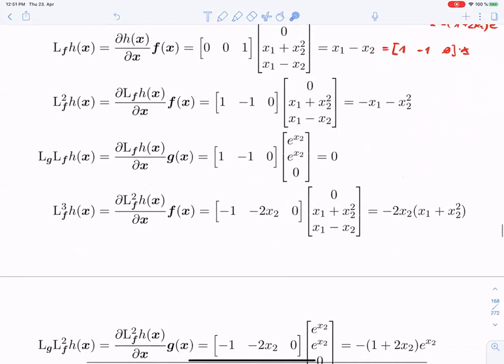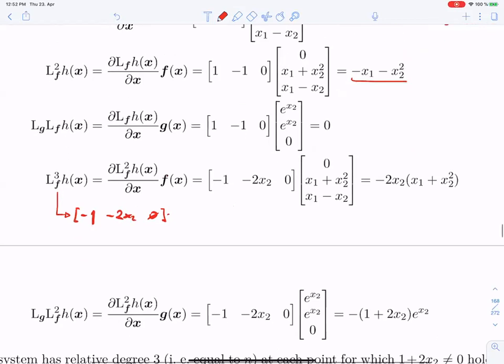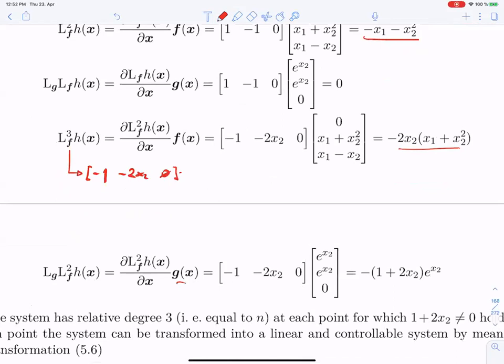And now it's the first time it becomes a little bit complicated here for this Lie derivative. We have to compute this gradient. So this gradient obviously will be minus 1. Then the derivative with respect to x2 is not constant anymore. So it's minus 2 times x2. The derivative with respect to x3 obviously is 0. And then we have to multiply this by either f of x, which is here, or g.